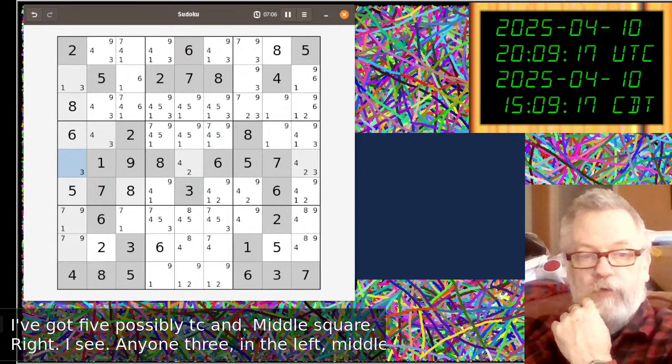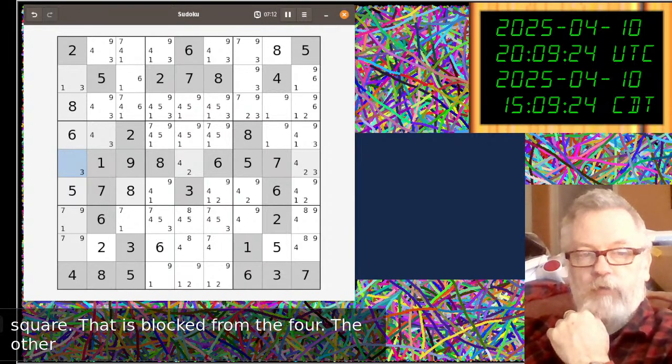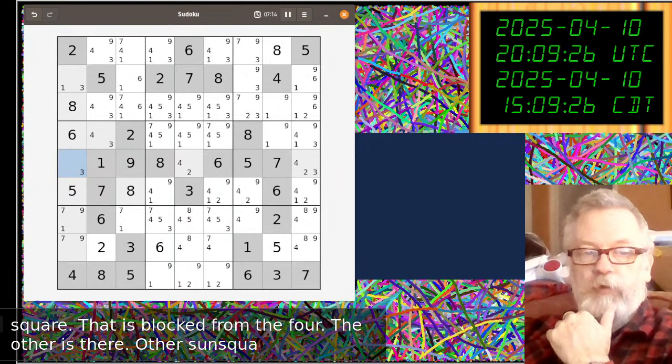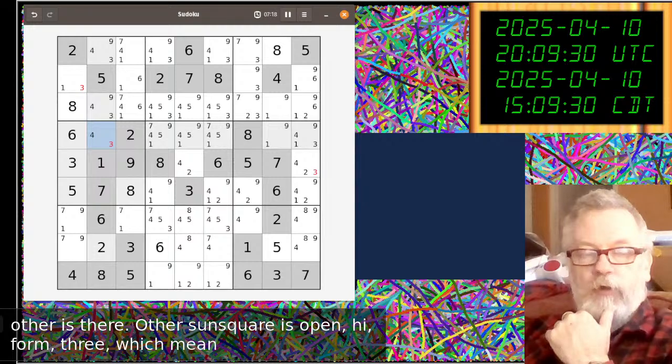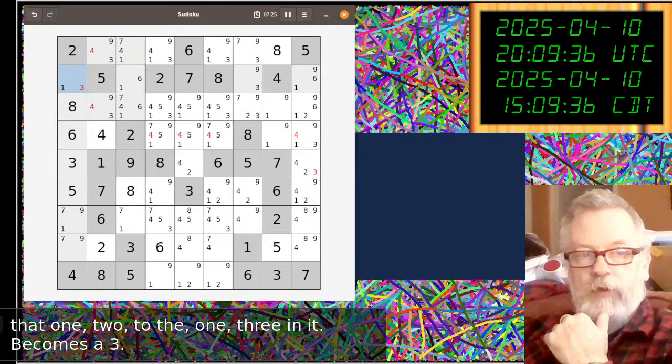That is blocked from being a 4. The other cell in the square that is open has both 4 and 3, which means the 4 goes in that one. The one that had a 3 in it becomes a 3. Above that, I've now got a 1.